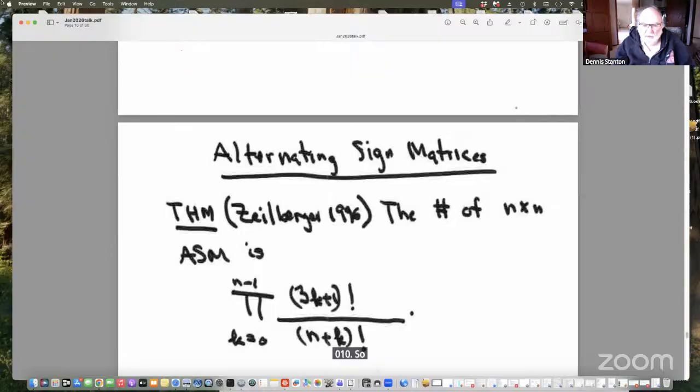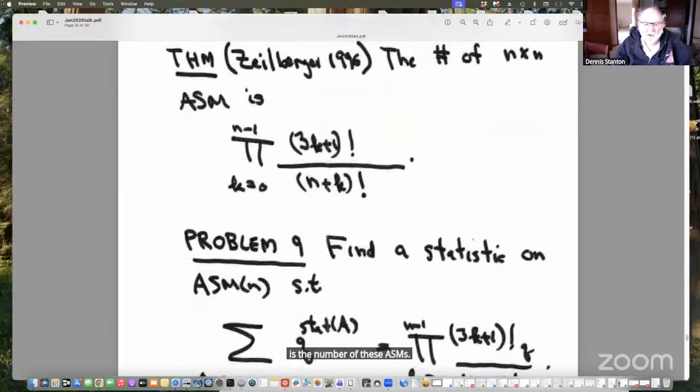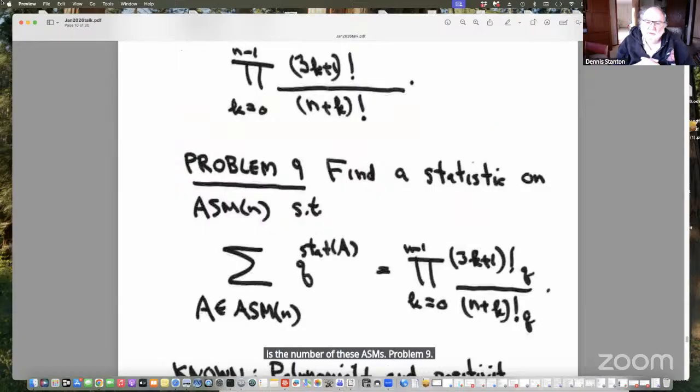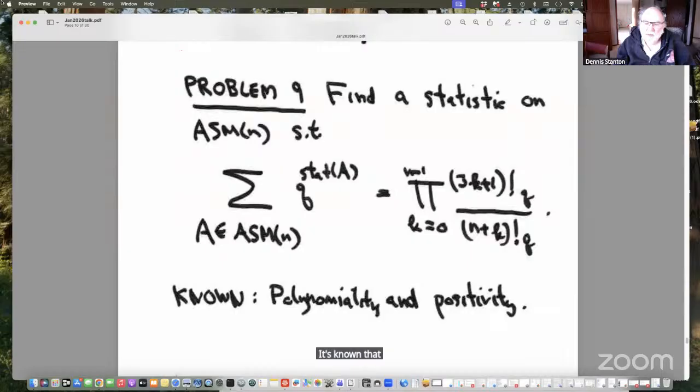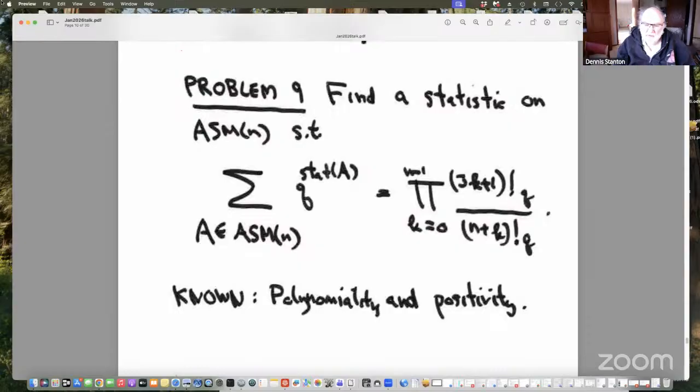So the number of these matrices was an open problem for a long time. Doron Zeilberger proved this quotient of factorials is the number of these ASMs. Problem 9. Find a statistic on these ASMs so that the q version of this holds. It's known that this is a polynomial, and it's known that it has positive coefficients. Don't know how to do this.